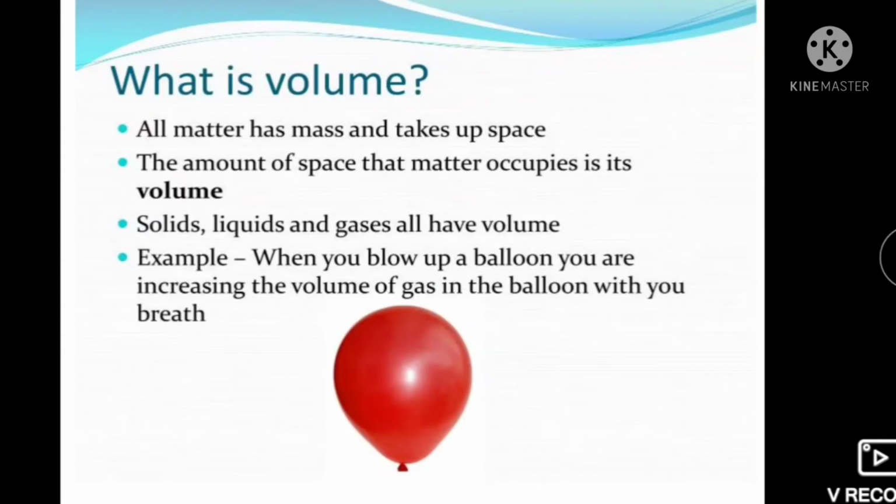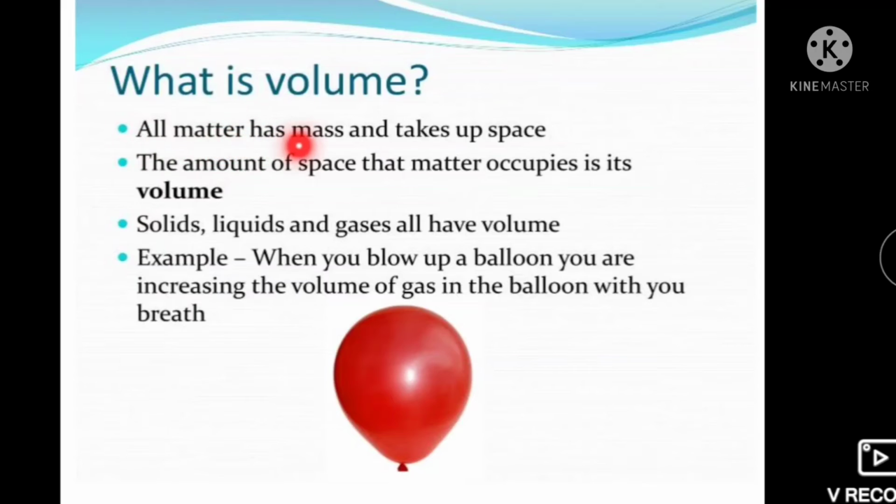And what is volume? All this you have been learning from your lower classes, is it? The space occupied by any object or substance is called volume. Volume of any object depends upon its size. Larger objects have more volume than smaller ones.